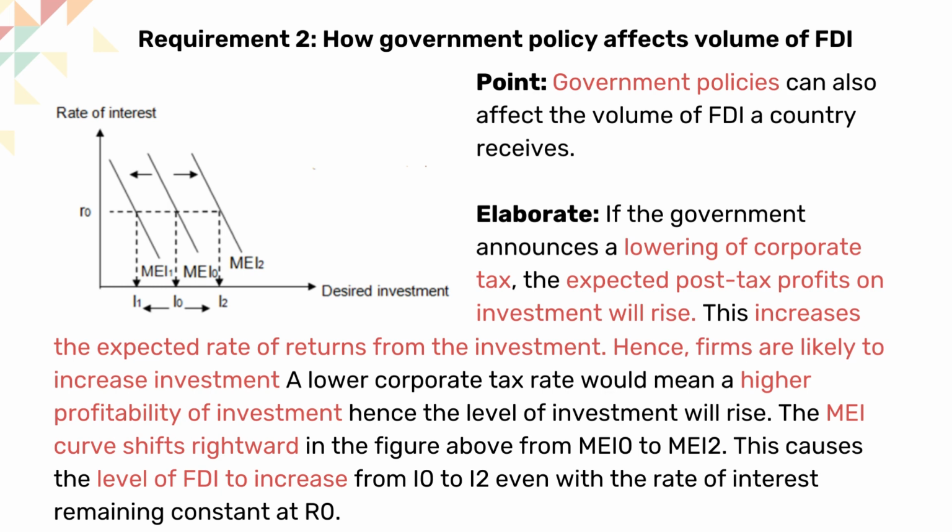For requirement 2, the main point is that government policies can also affect the volume of FDI a country receives. Elaborate by writing that should the government lower their corporate tax rate, expected post-tax profits of investment will rise. As the expected rate of returns from investing have increased, the MEI curve shifts rightward from MEI naught to MEI 2, and thus FDI will increase from I naught to I2.